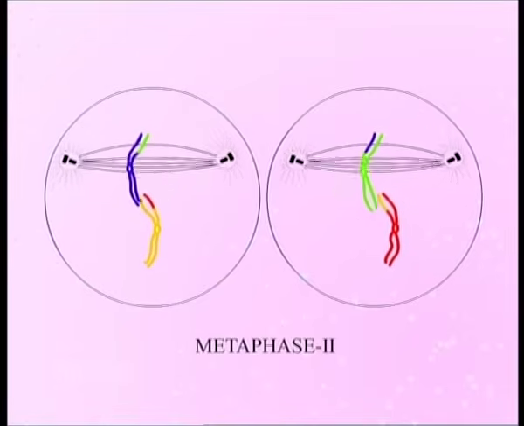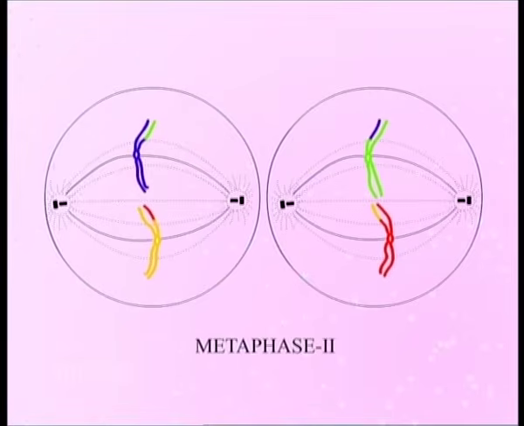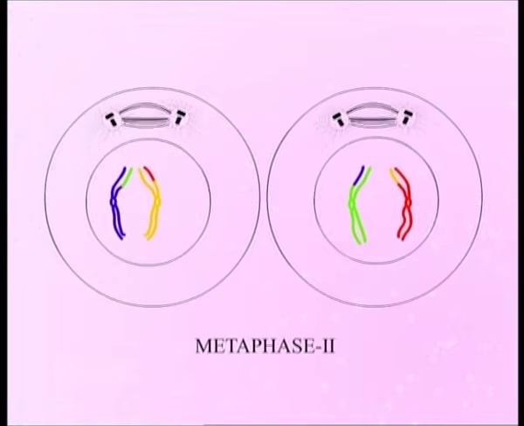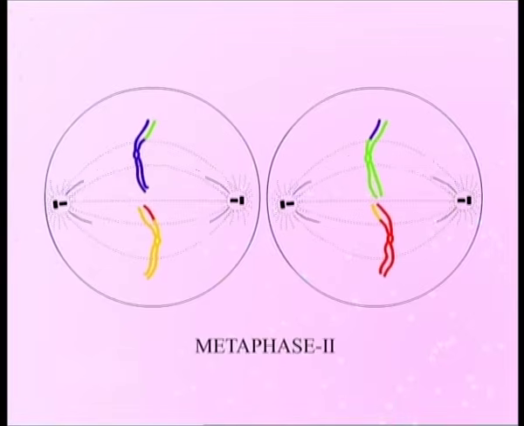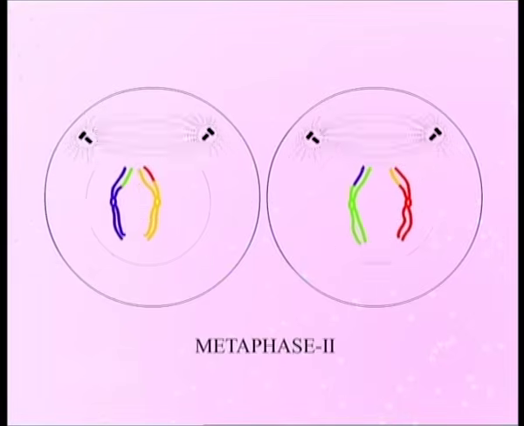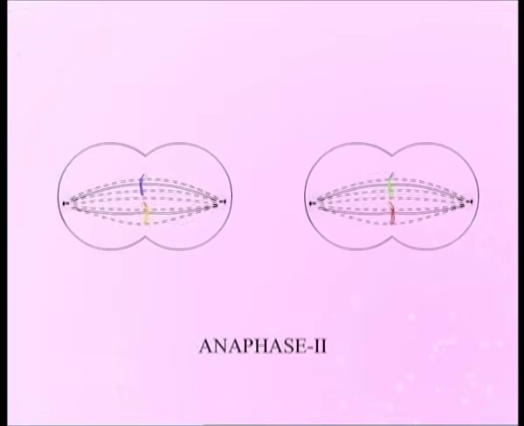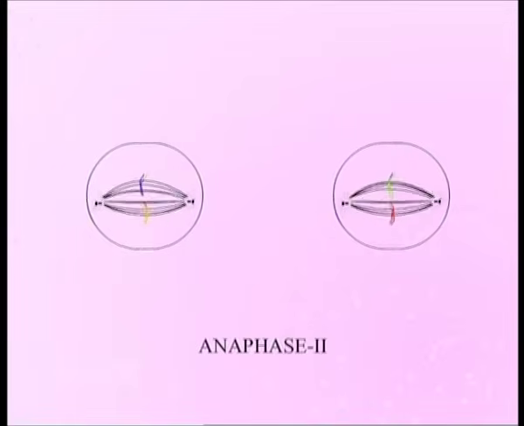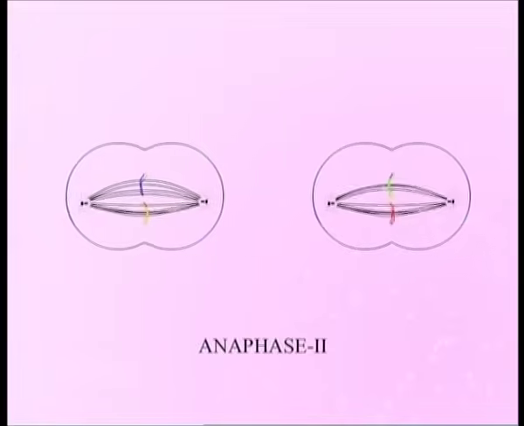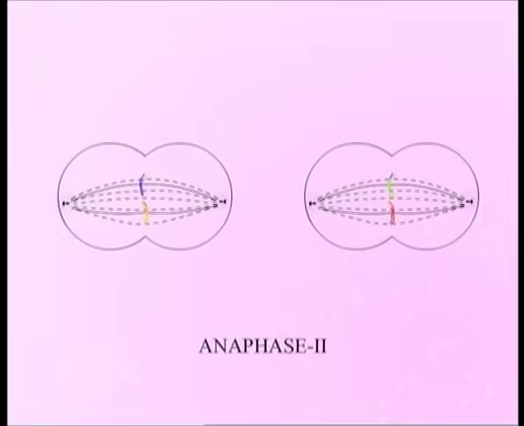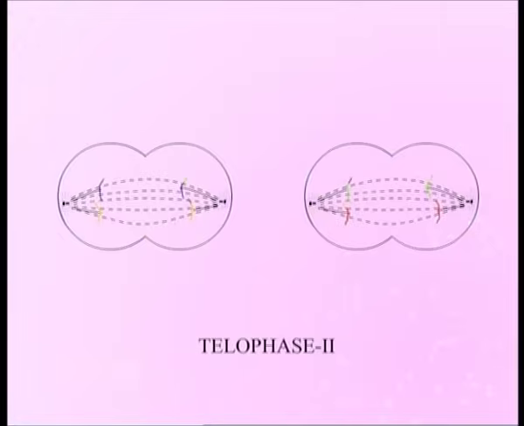In metaphase II, the chromosomes arrange themselves along the equator. Formation of spindle apparatus is completed. The centromere of each chromosome is attached to the spindle fiber and the centromere in each chromosome divides. During anaphase II, the centromere splits and the sister chromatids move towards the poles along the spindle fibers due to the shortening of fibers. In telophase II, on reaching the poles, the chromosomes organize themselves into haploid daughter nuclei. The nucleolus and the nuclear membrane reappear.